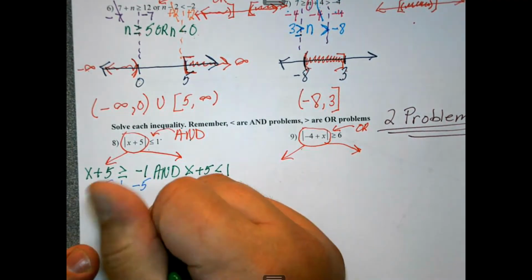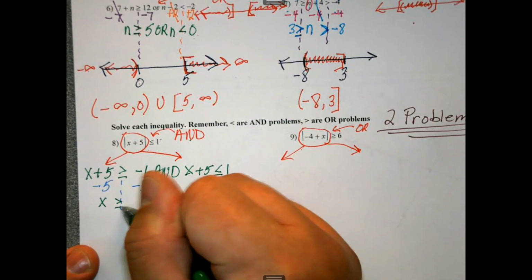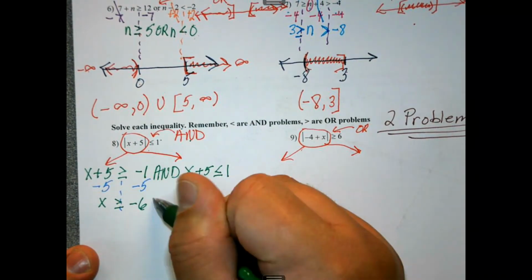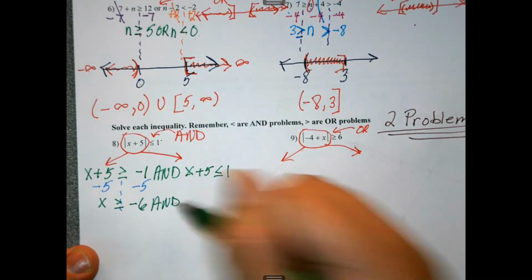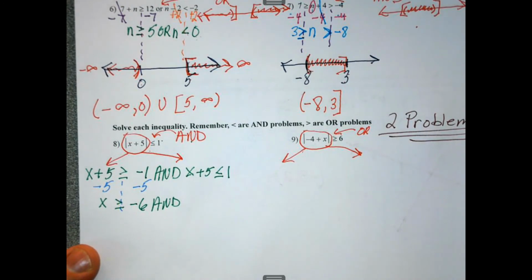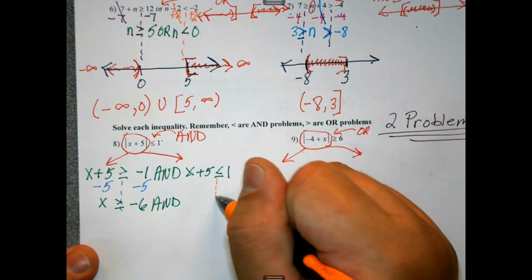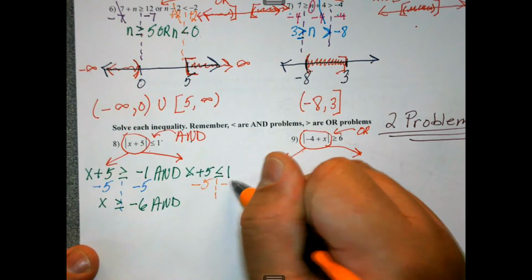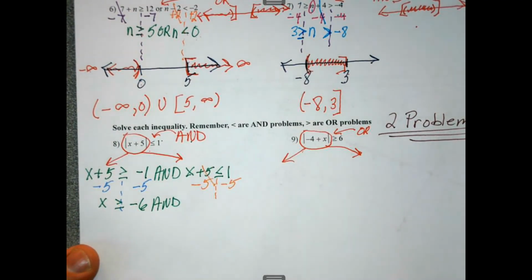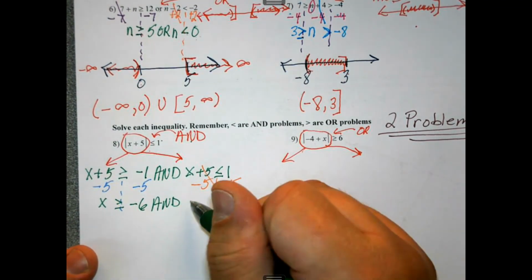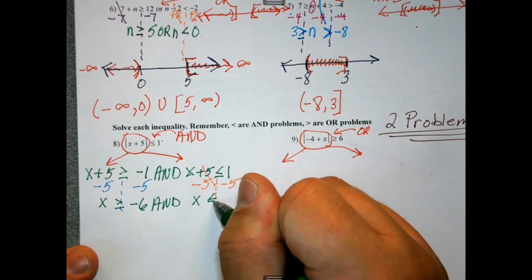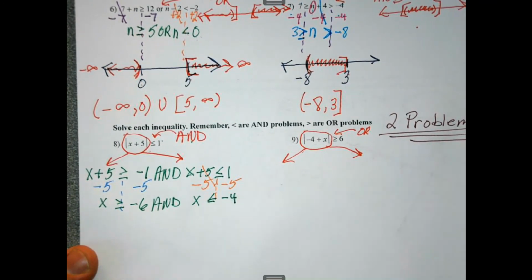I get x is greater than or equal to negative 6 and subtract 5, subtract 5, x is less than or equal to negative 4. Draw your line.